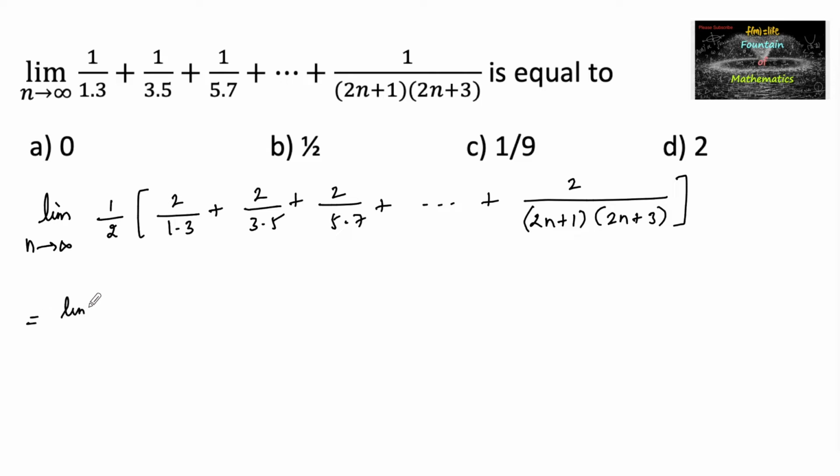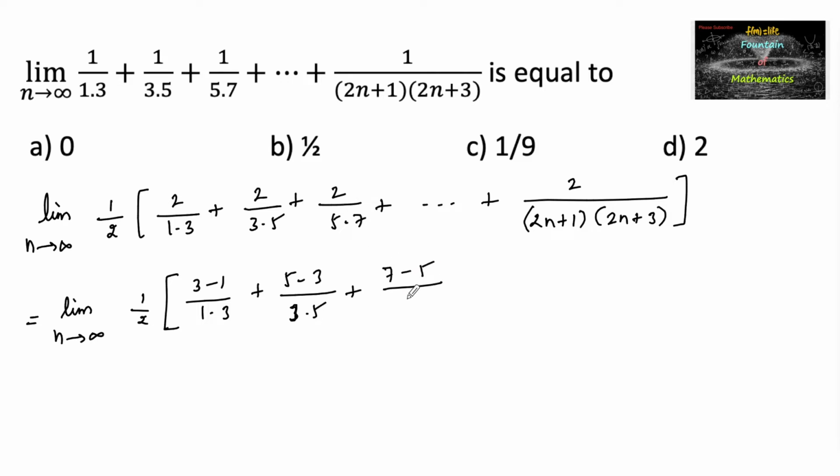So that we can write limit n tends to infinity 1 upon 2 times of: 2 can be written as 3 minus 1 upon 1 into 3, plus 2 can be written as 5 minus 3 upon 3 into 5, plus 2 can be written as 7 minus 5 upon 5 into 7 and so on. And here we can write (2n plus 3) minus (2n plus 1) upon (2n plus 1) into (2n plus 3).